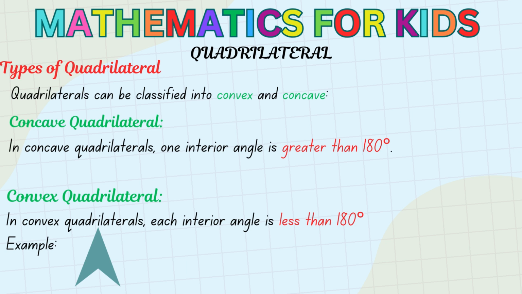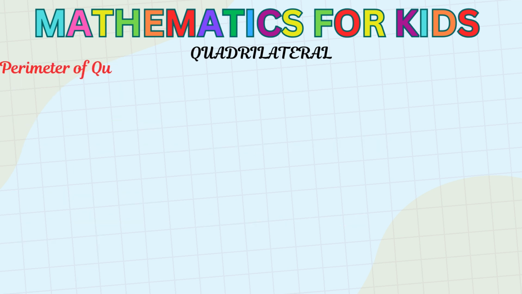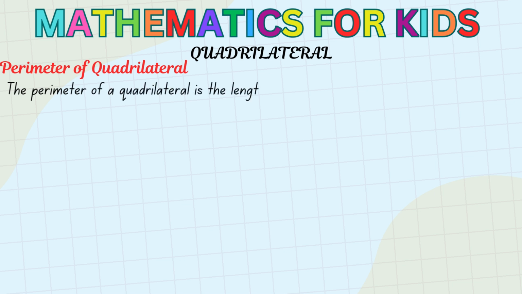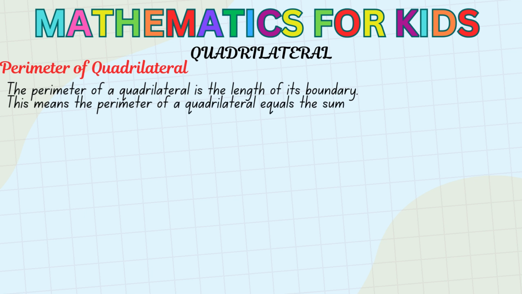Now, after defining the quadrilateral and talking about the properties of the quadrilateral and the types of the quadrilateral, let's talk about the perimeter of the quadrilateral. The perimeter of a quadrilateral is the length of its boundary. This means that the perimeter of the quadrilateral is equal to the sum of all the sides.